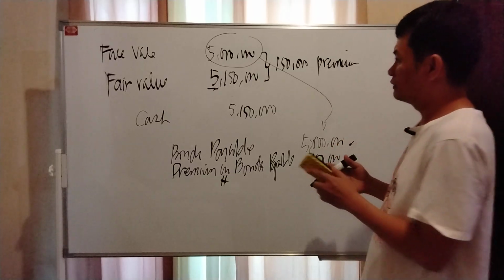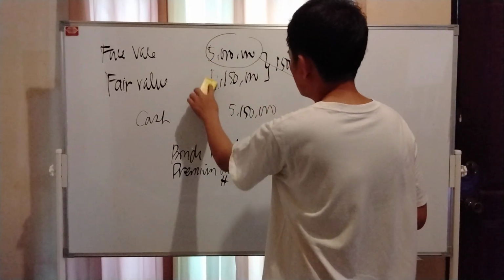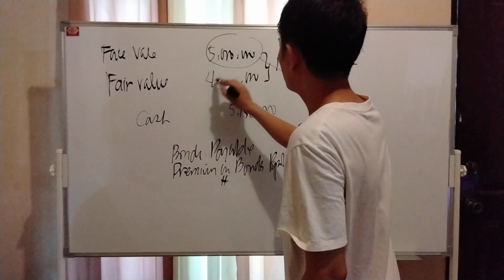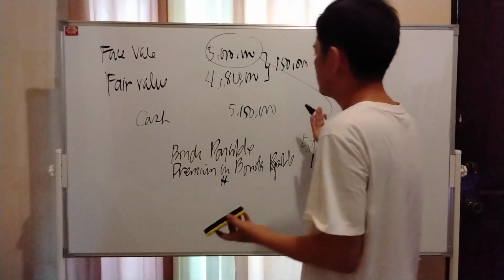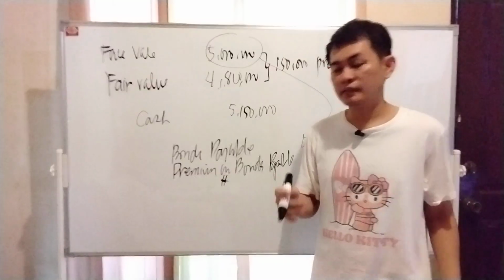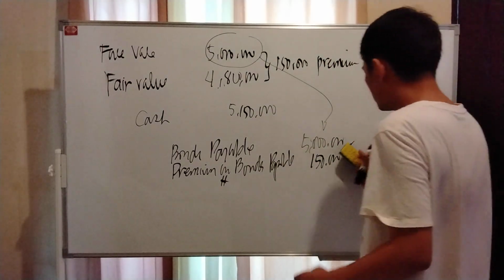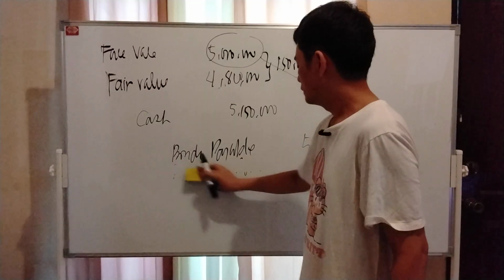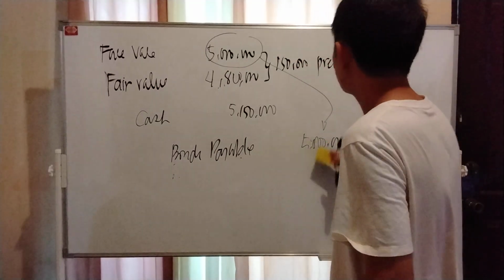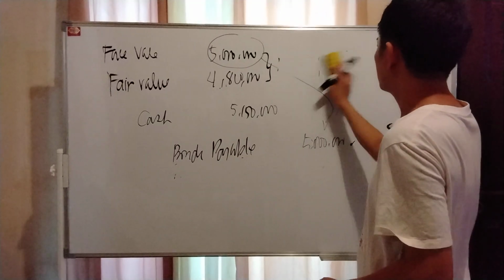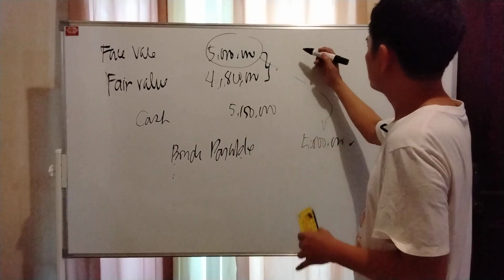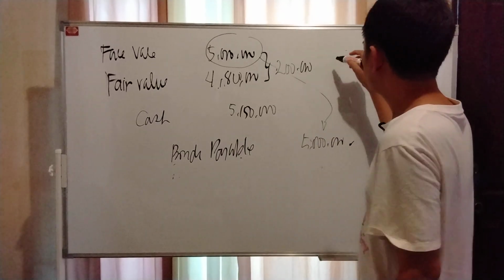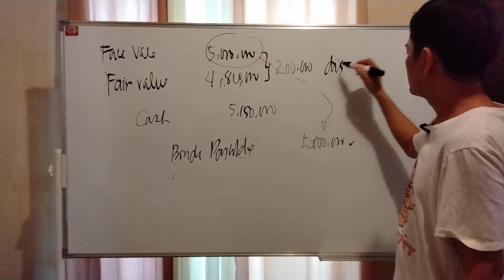Now, on the other hand, if the fair market value is less than that, let's say it is only 4.8 million, this is the value that's acceptable in the market. This would change the way we journalize here and also how we call this difference, the amount of difference, which is 200,000, as discount instead of premium.